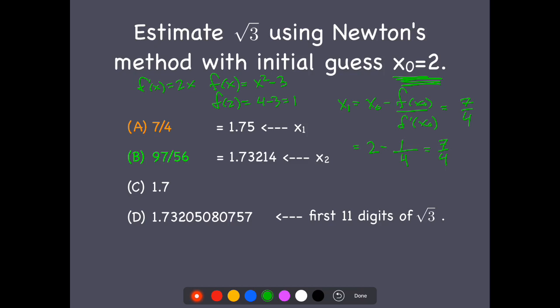And now we can do that over again, and if you did, you would find 97 over 56 is your next approximation. Now, you'll notice that this is a pretty good approximation to what's down here, which is the actual answer, at least to 11 decimal points. And you'll notice with just 2 iterations, we're already getting down to WeBWorK quality accuracy for decimals.